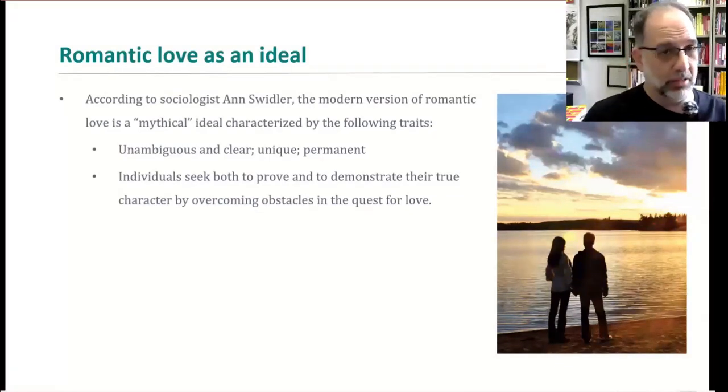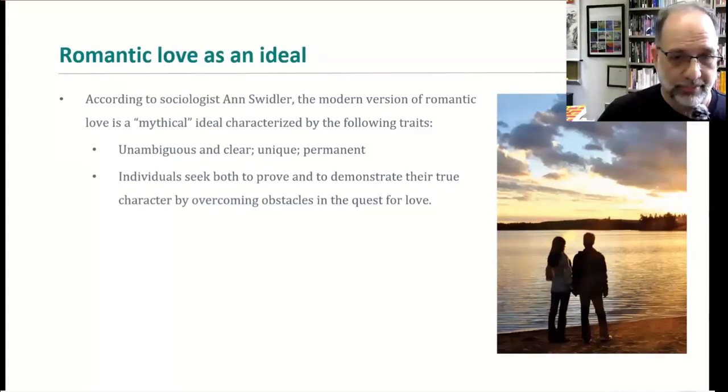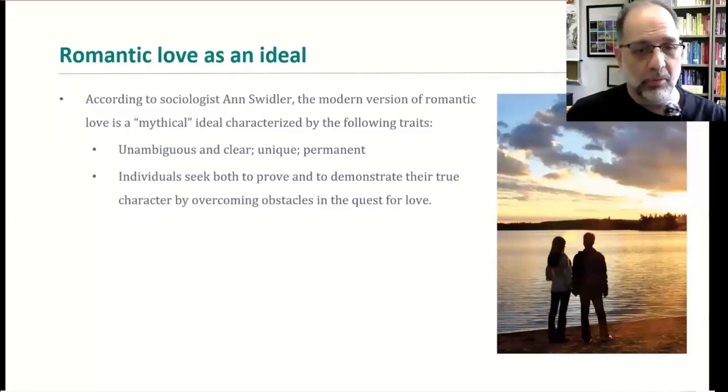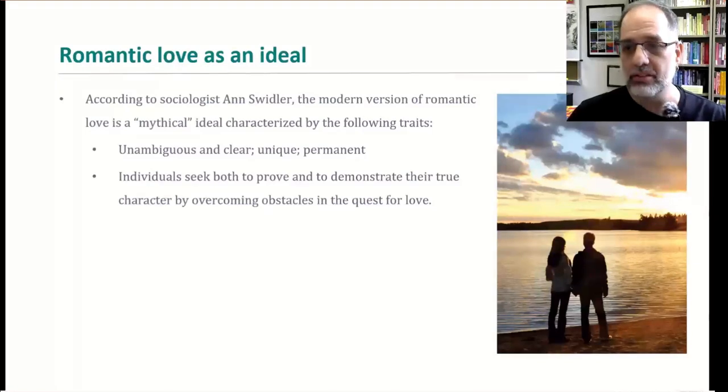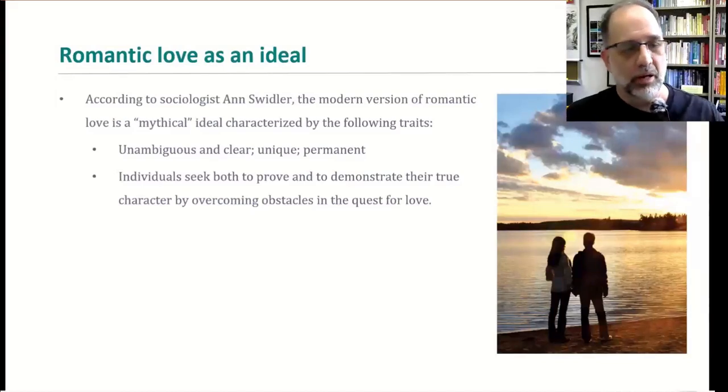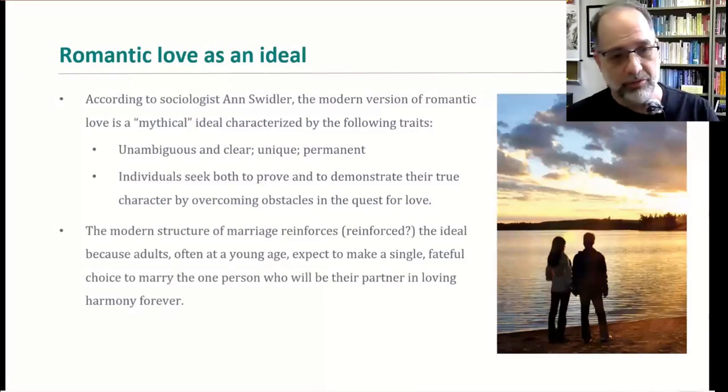You can't feel the same love for multiple people. And the idea is that you have found the one person in the world who is for you, and it's permanent. It lasts forever. That's, again, an ideal. People prove and demonstrate their love at the same time by overcoming obstacles in the quest for love. So when somebody has to overcome obstacles, outcompete somebody else, fly around the world, or do something dramatic to demonstrate this, they are both proving and demonstrating their love in a way that reinforces it for both people involved.